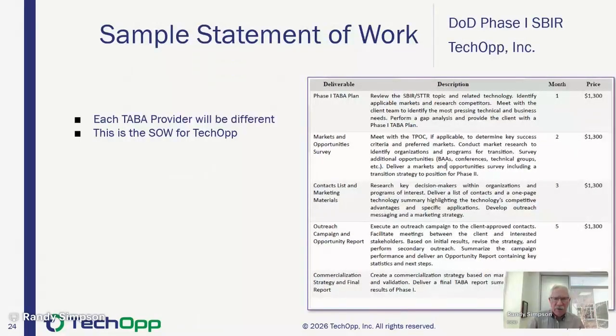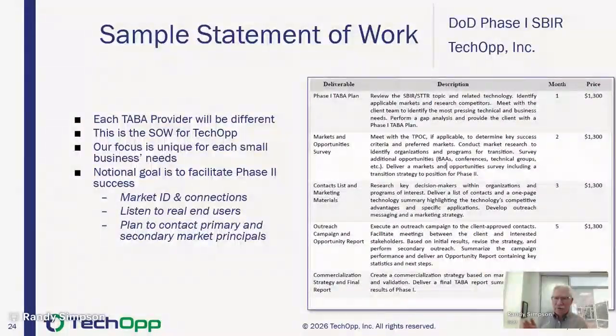This is a statement of work for TechOp for a phase 1 TABA plan. As you can see, this is phase 1. Our focus is unique for each small business's needs. So the notional goal is to facilitate phase 2 success. Our goal for you is to win phase 2, right? Let's identify markets. Let's make some connections. Let's listen to real end users. Let's make a plan to contact the primary and secondary market principals.